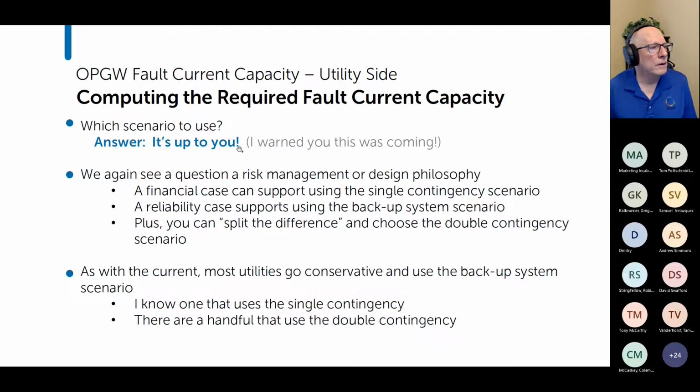So which do you use? Well, it's up to you because we're back to another case of risk management or design philosophy. You can again make a financial case for using the single contingency scenario. You can make a reliability case for using the backup system scenario. You can split the difference by using that double contingency. And for all I know, maybe your utility has 2 attempts at a reclose. Up to you, not up to the OPGW supplier.